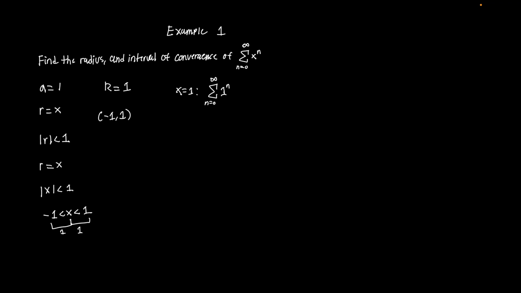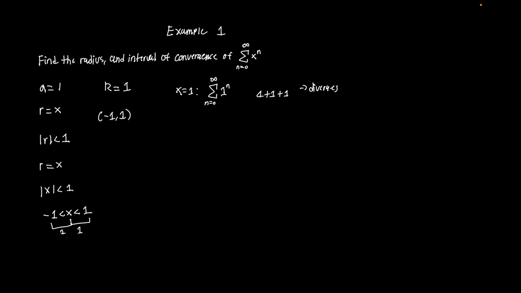Well, all the numbers you plug into this are just going to keep giving you 1. It's just going to be 1 plus 1 plus 1, a series of plus 1s. So you know that these diverge. So we don't include x equals 1.